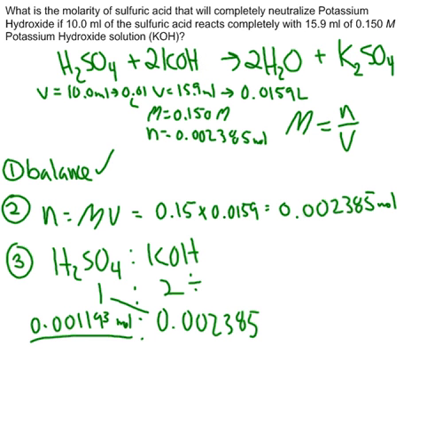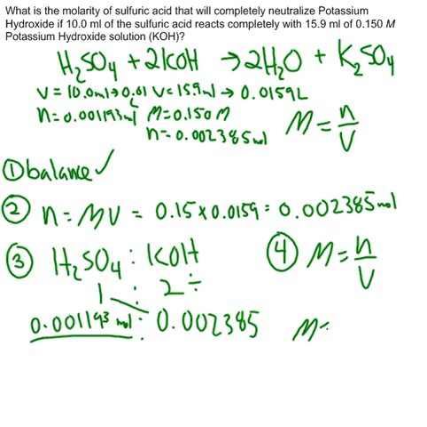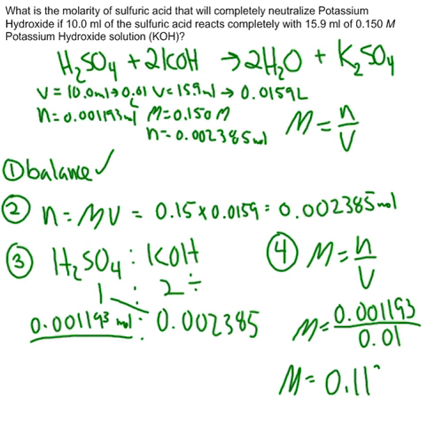moles of H2SO4. Now that I know my number of moles of H2SO4, and I know my volume in liters is 0.01, my last step to figure out the molarity is simply to plug those two things into the molarity formula. And I get 0.001193 all divided by 0.01, and my molarity of my H2SO4 then is 0.119 moles per liter.